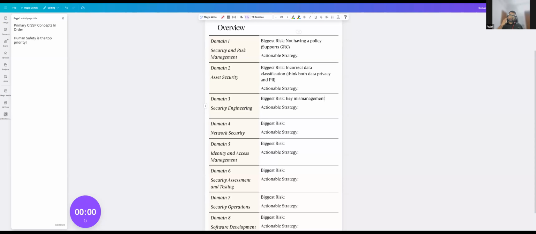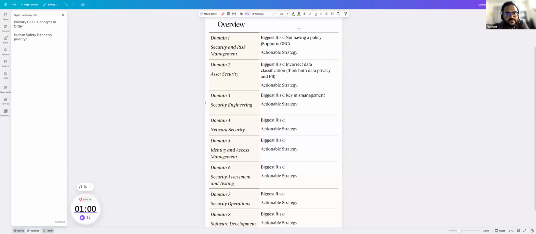Perfect. But if I get time permit, because domain three is a very big domain, so if possible, can you give me 1 minute?